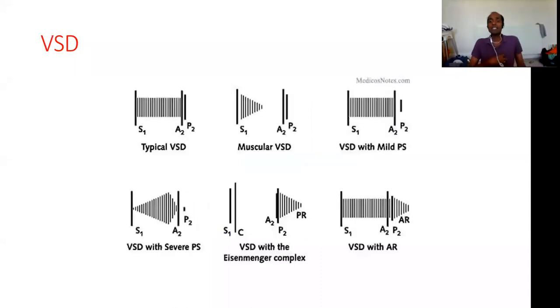And VSD, basically the murmur is best heard in the left lower sternal edge. It's a very loud murmur. Heard all over the place, but it does not radiate. It does not radiate, but it's heard everywhere. The difference with radiation is you have to hear it in the same or almost the same intensity in another area. If it is heard everywhere, it doesn't radiate. So VSD is a pansystolic murmur, left lower sternal edge.